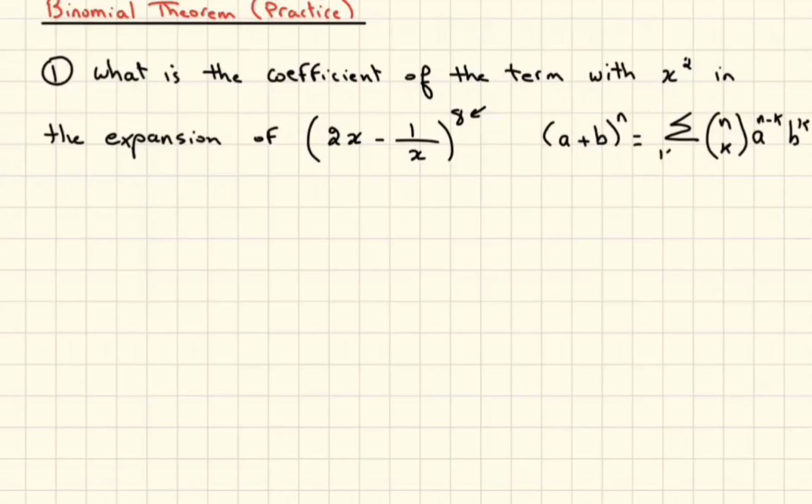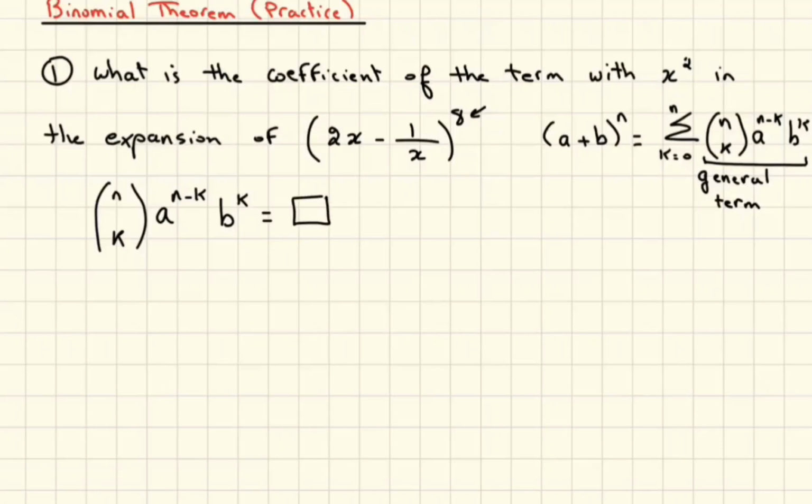Some students tend to fully expand the expansion to get the term with x squared. However, if we know that this is a general term, so one term of the expansion will look like this, then we can use this fact. Remember, one term will look like this: nCk a exponent n minus k b exponent k, and in this specific question I want the coefficient, it's just a box, with x squared.